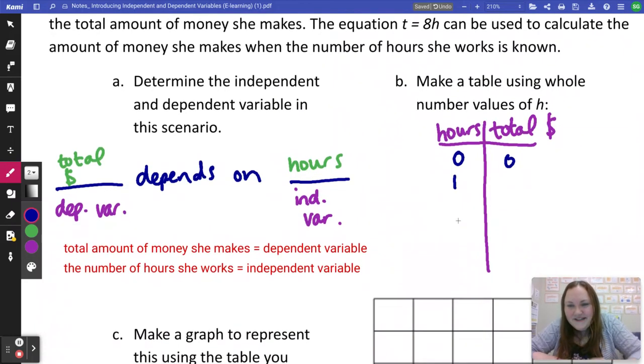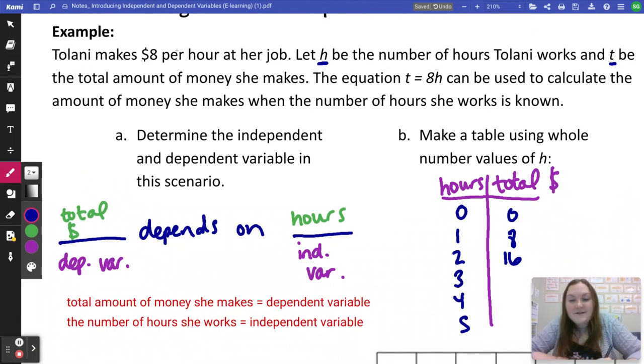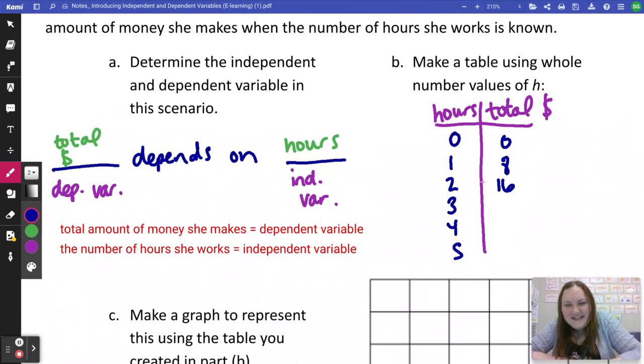And you could always fill in a couple other values. For this part, it didn't tell me any particular number to count to in my table. So maybe we just do like the first 5 hours, although she's probably working more than 5 hours, maybe not. But 1 hour would be $8, 2 hours, $16. Remember, I'm just using what we were told above where she makes $8 per hour. And the remaining numbers in that table would be 24, 32, and 40.